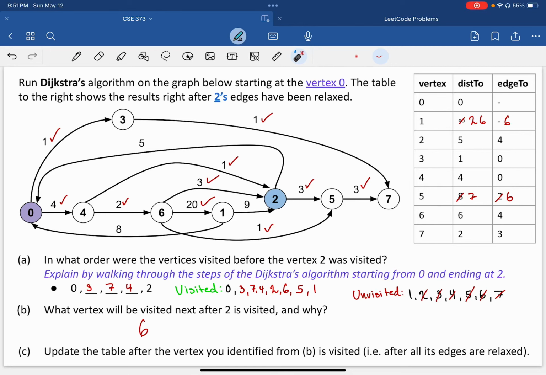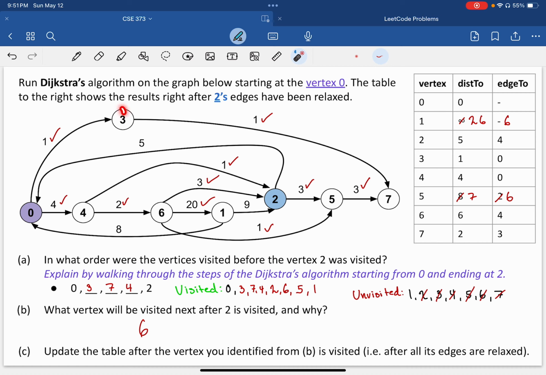Alright, today I'll be going over Dijkstra's algorithm starting at vertex 0, and we want to see what order the vertices were visited before vertex 2 was visited. So, we're starting at 0, and we see that it has two outgoing edges, to 4 and 3. The weight to get to 4 is going to be 4, the weight to get to 3 is going to be 1. We're going to go to the node that has the most cost-efficient weight, which is going to be 3 in this case because it has a weight of 1, which is less than 4.